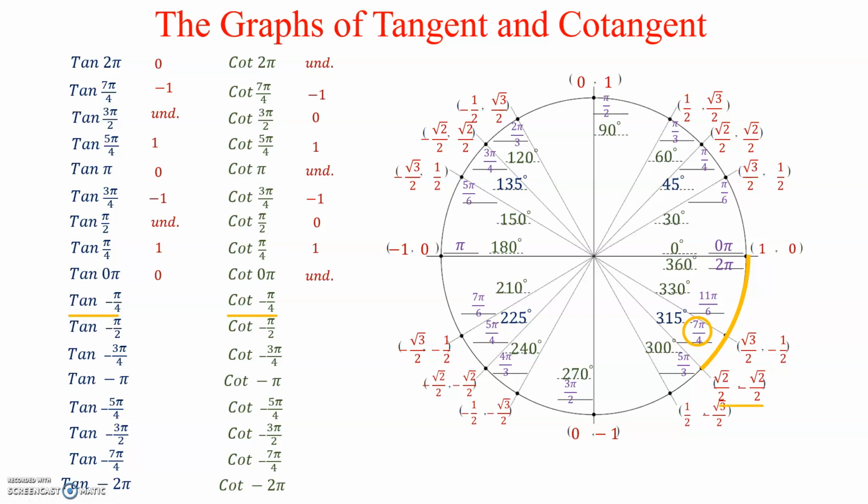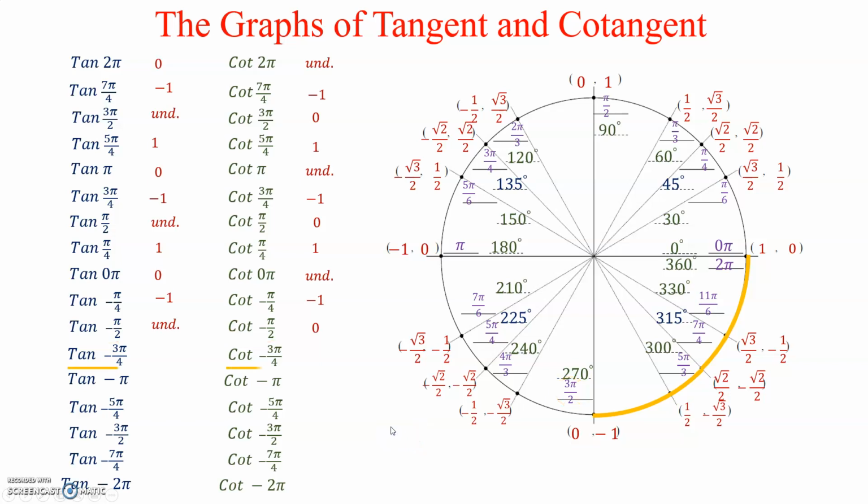So I would be using these coordinates: y over x, negative 1; x over y, negative 1. Well, let's continue to negative pi over 2, which again takes us in a negative direction. That'll put us at 3 pi over 2. We're using the coordinates 0 and negative 1: y over x, undefined; x over y, 0.